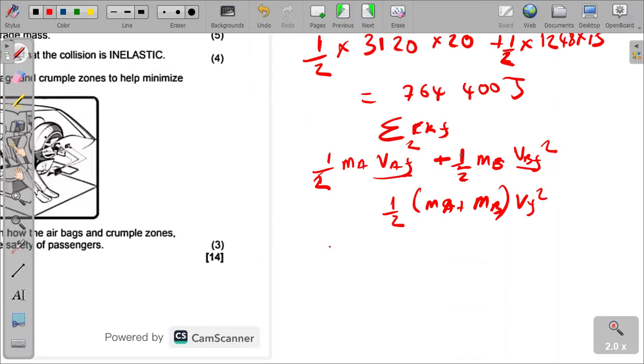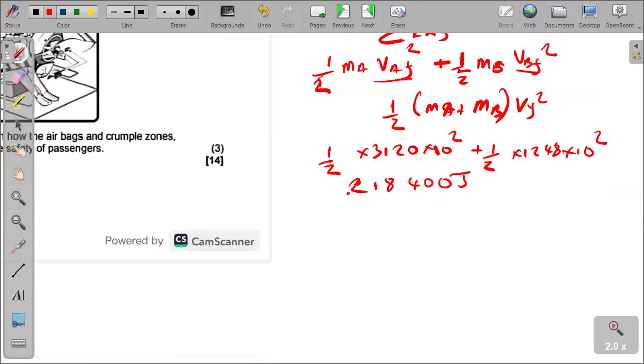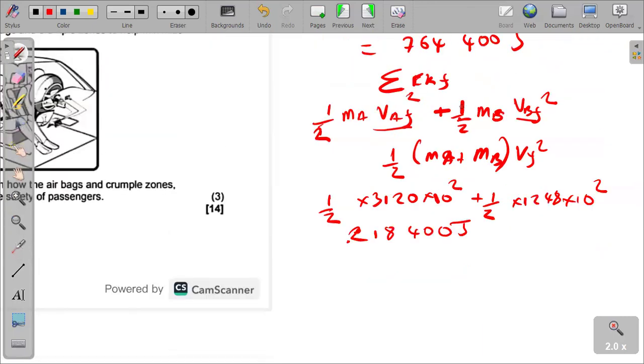So I have half multiplied by 3,120 times 10 squared plus half multiplied by 1,248 times 10 squared, and that will now give us 218,400 joules. Right, so we are now comparing. What are we noticing? We notice that the total kinetic energy before is no longer the same as the total kinetic energy after.